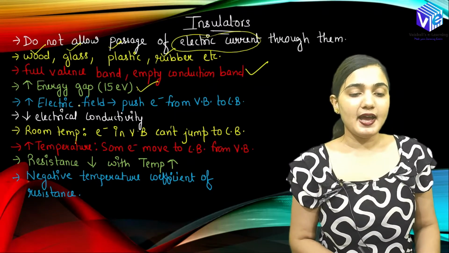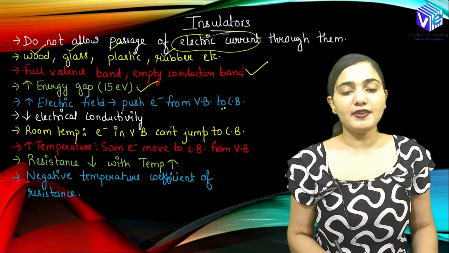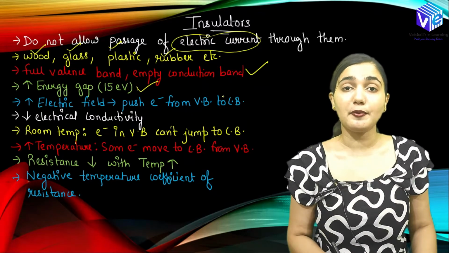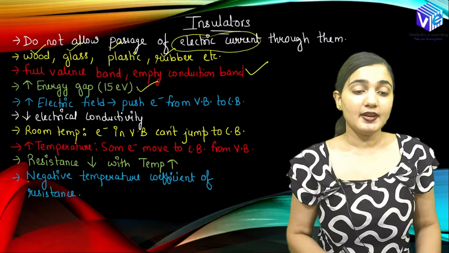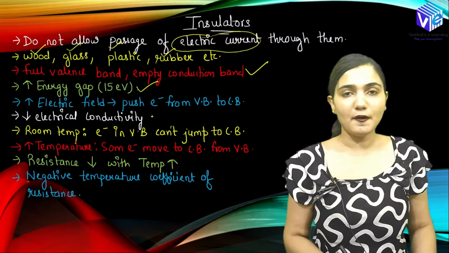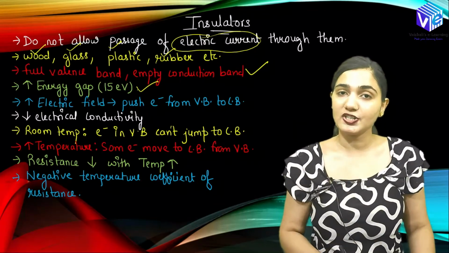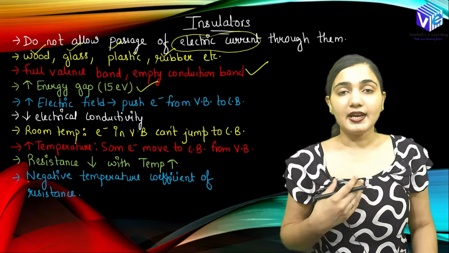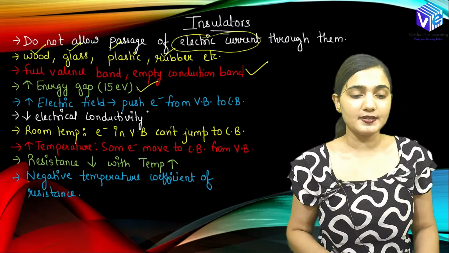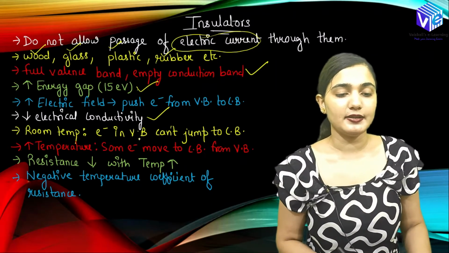If I have a higher electric field, it may push the electron from the valence band to the conduction band, and for that we require a very high electric field, right? So I can say the conductivity is very less. The current will not pass because the current passes through the electrons which are present in the conduction band, and if the electrons are not there in the conduction band, how would current pass? So it will have decreased electrical conductivity.